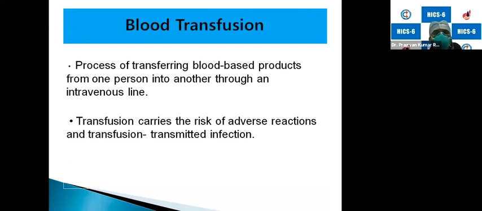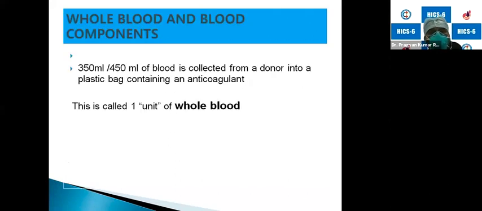Blood transfusion is a process of transferring blood-based products from one person into another through an intravenous line. Transfusion carries the risk of adverse reactions and transfusion-transmitted infections. Whole blood is nothing but 350 to 450 ml of blood collected from a donor into a plastic bag containing an anticoagulant. And this one unit is called whole blood.